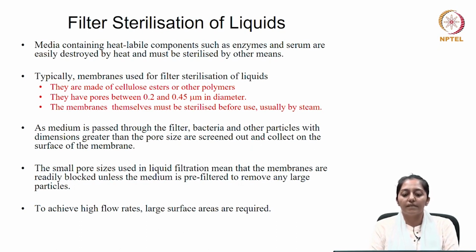The membranes themselves must be sterilized before use, and sometimes they are one-time use membranes. As medium is passed through the filter, the bacteria and other particles with dimensions greater than the pore size will be screened out and collected on the surface of the membrane. Now, smaller pore sizes used in liquid filtration would mean that the membranes can readily be blocked unless the medium is pre-filtered to remove any large particles. So, to achieve high flow rates, large surface areas will be required.